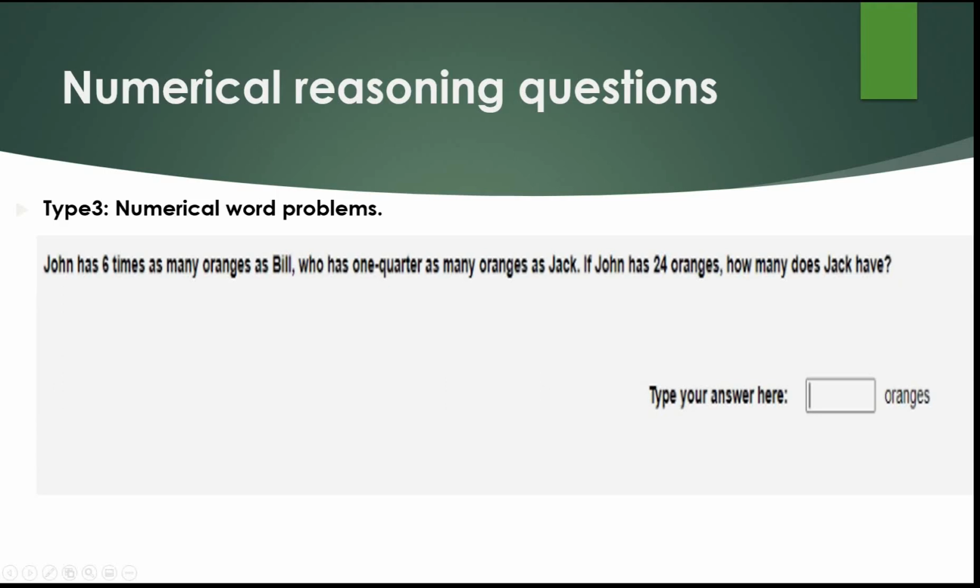As we already know that John has 24 oranges, therefore, we divide 24 by 6, then we can get the number of Bill's oranges to be 4, and according to the question, Bill has 1/4 as many oranges as Jack. So we multiply 4 by 4 to get the number of Jack's oranges to be 16. Remember that for this type of question, we just need to put the x at the beginning and count from left to right to get the correct answer.